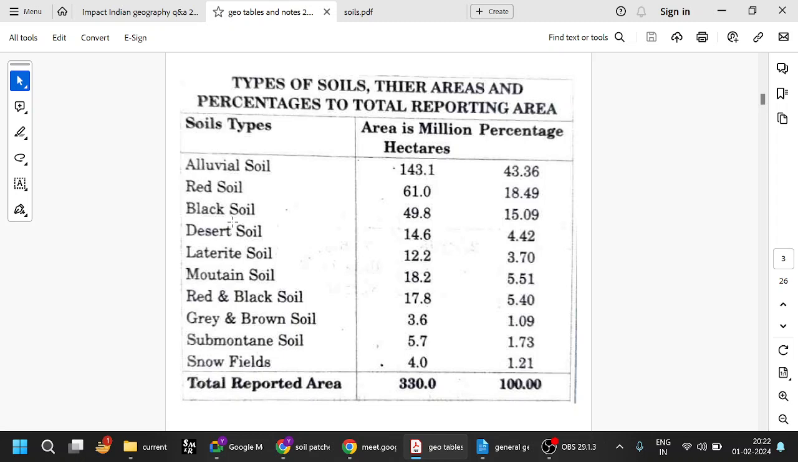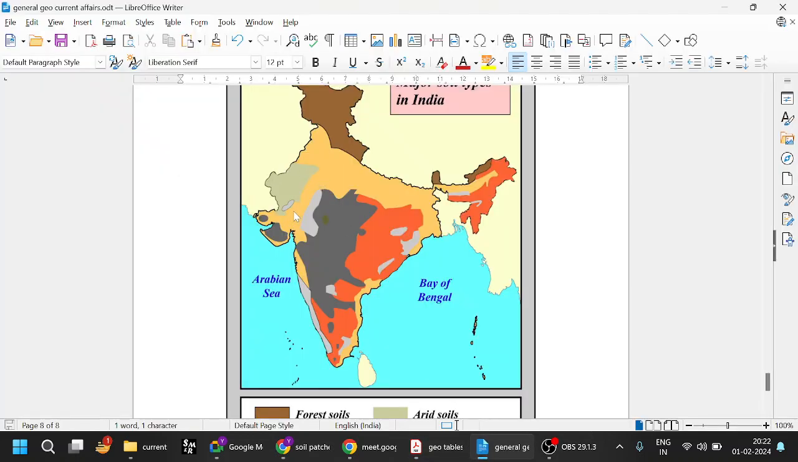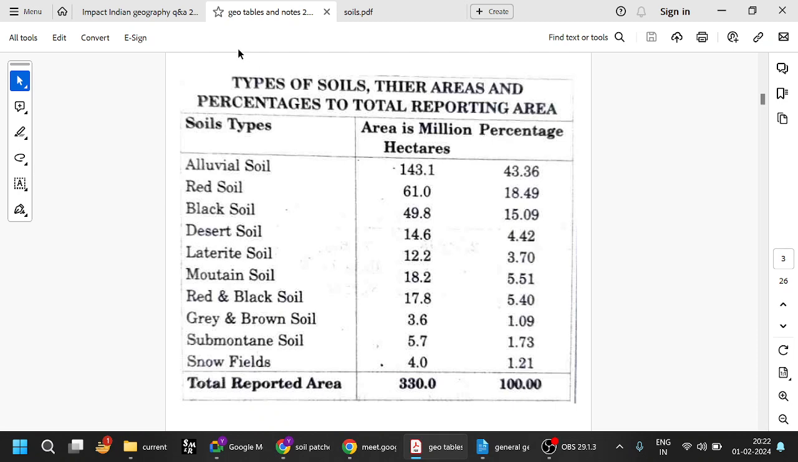Okay, and remember the order. That is one thing they can ask, in ascending order or descending order. So alluvial soil followed by red soils, followed by black soils, desert soil, and the rest. Desert soils are more than laterite soils, majorly because of Rajasthan. Because of the Thar, desert soils are higher than the laterite. Laterite are relatively low. If you remember that much, it is enough.